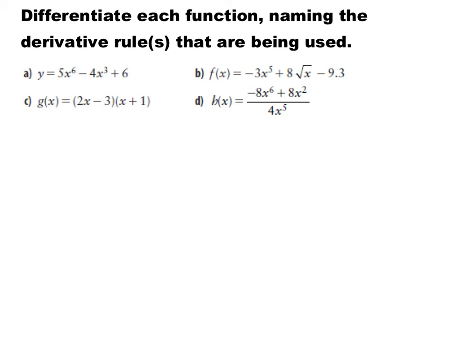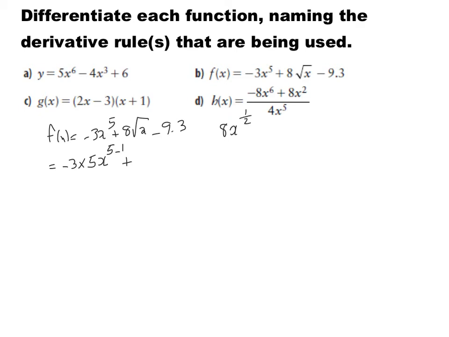The next one we have to do is the derivative of f of x is equal to negative 3x exponent 5 plus 8 square root of x minus 9.3. Now the derivative of negative 3x exponent 5 is negative 3, which is a constant, times the derivative of x exponent 5, which is going to be 5 times x exponent 5 minus 1 plus, remember, square root of x can be written as x exponent 1 over 2.